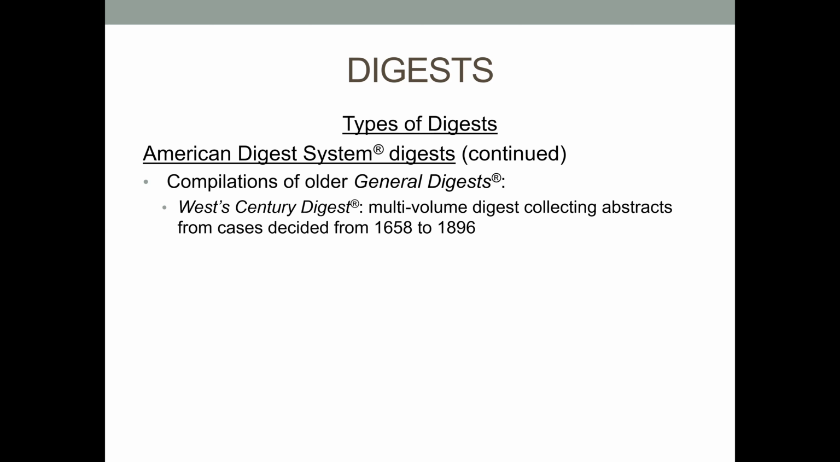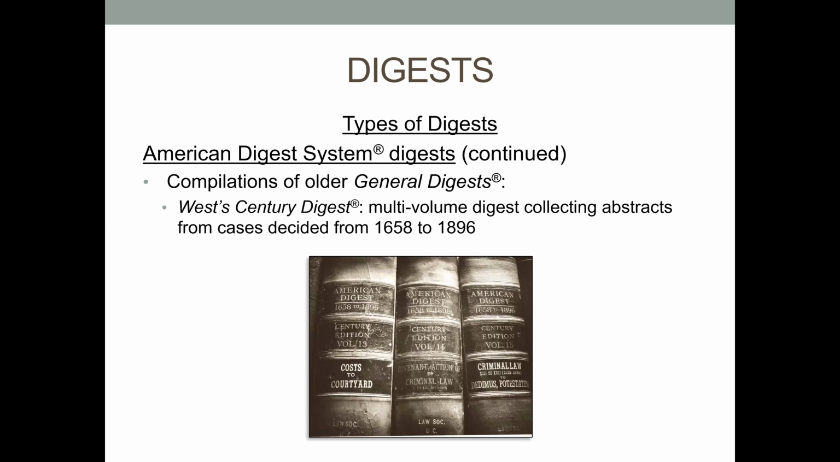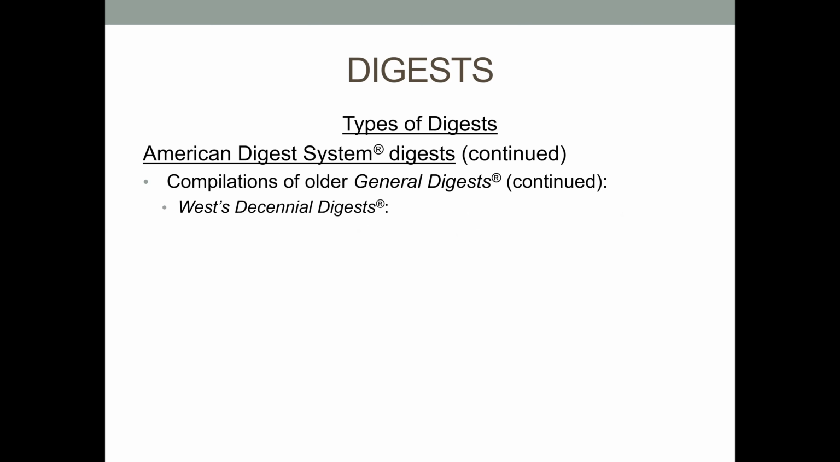And it's still available. In fact, here's a picture of what the spines of that digest look like. So this first compilation of this national digest or American Digest system is the Century Digest. Now, after 1896, about every 10 years, with these general digests coming out every month, West would take those general digest updates, synthesize them into what West calls a decennial digest, meaning every 10 years.